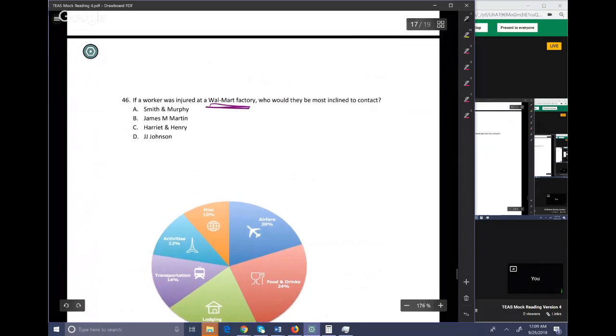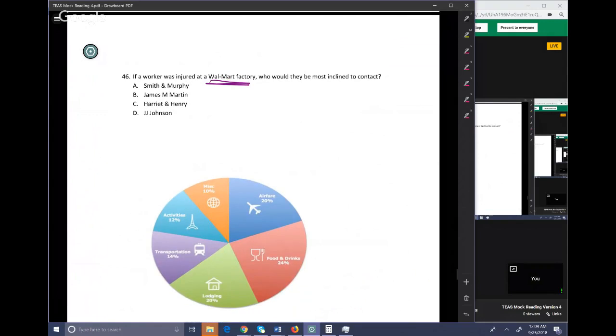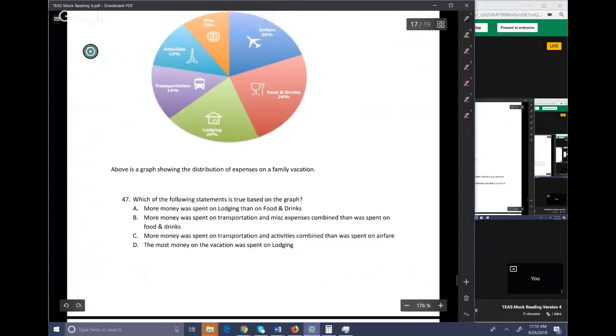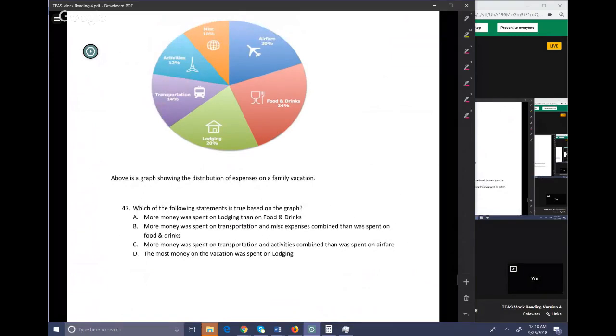That's going to relate to who says they do manufacturing injuries, which is J&J, Johnson & Johnson. So manufacturing is the same thing as factory. You will always get a circle graph, and you'll always get a question where they ask you to do a comparison between all the different things going on. There will always be something that says what's true based on the graph.